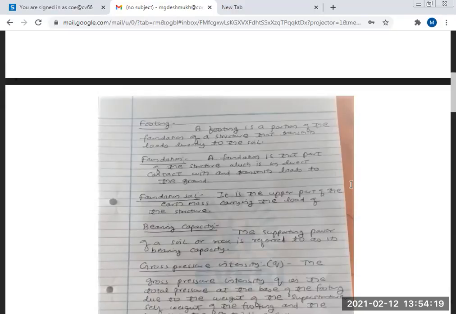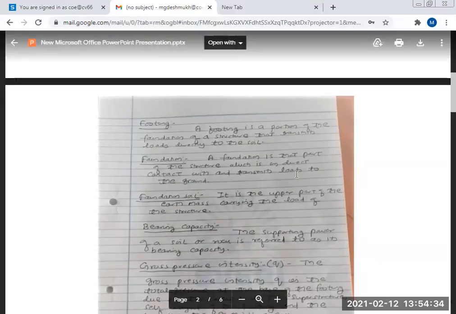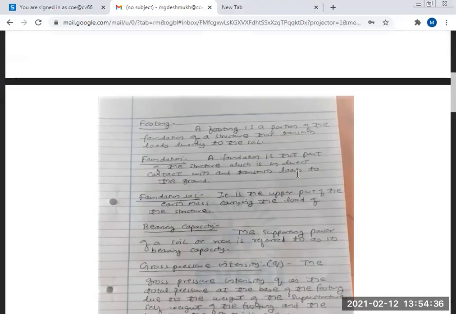देखिए लोड आपको एक ही जगह लाए ना तो वो स्ट्रेस हो जाता, लेकिन आप लोड को डिस्ट्रीब्यूट कर दिए तो स्ट्रेस कम हो जाता. So that is the purpose of footing. सो फुटिंग फाउंडेशन मतलब सारा चीज आ गया आपको जो भी सुपरस्ट्रक्चर के नीचे है, जबकि फुटिंग इज पार्ट ऑफ द फाउंडेशन.